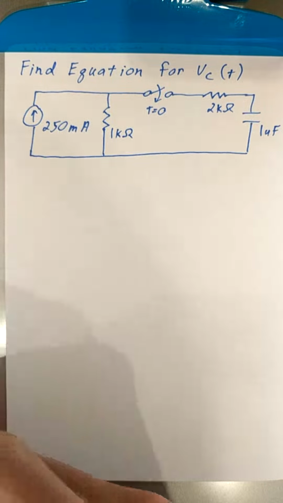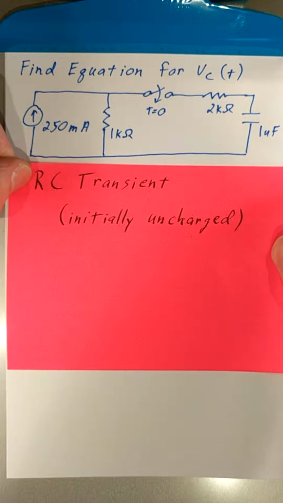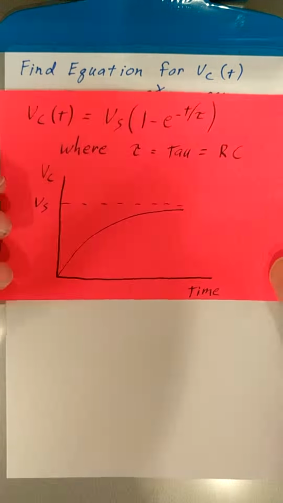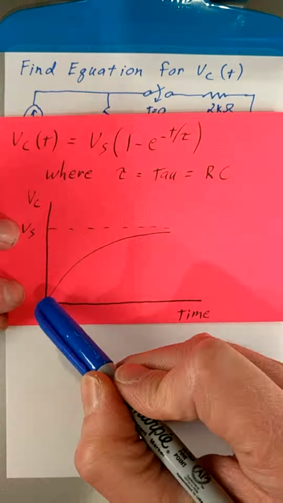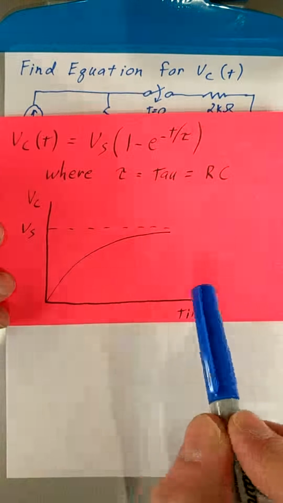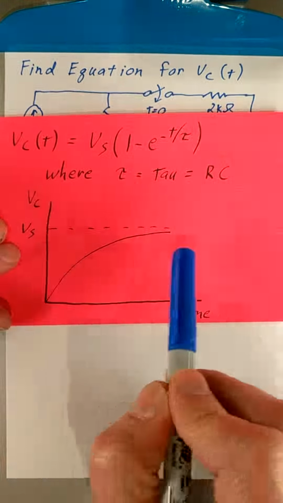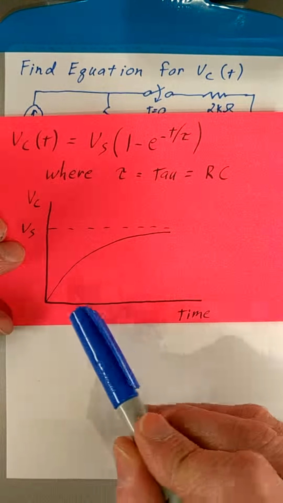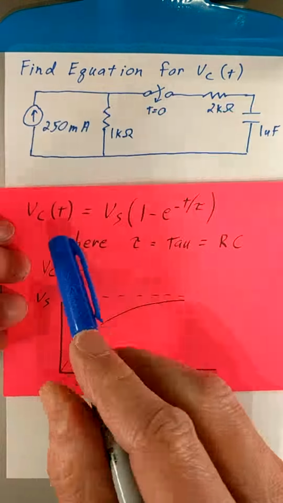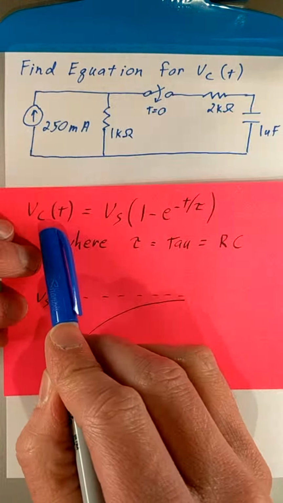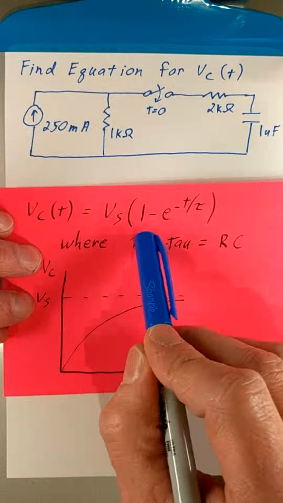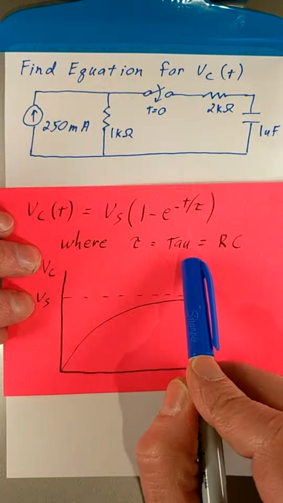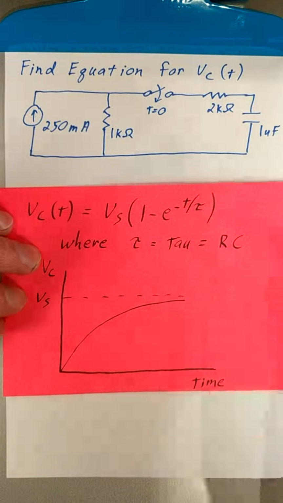On another note card, you should have some information about RC transients for an initially uncharged capacitor. Here we see that the capacitor charges via this curve. We have time and we have the voltage on the capacitor. As time goes to infinity, the capacitor charges to the source voltage. This curve is described by the equation: the voltage on the capacitor as a function of time is equal to the source voltage multiplied by 1 minus e to the negative t over tau, where tau is equal to the time constant RC.